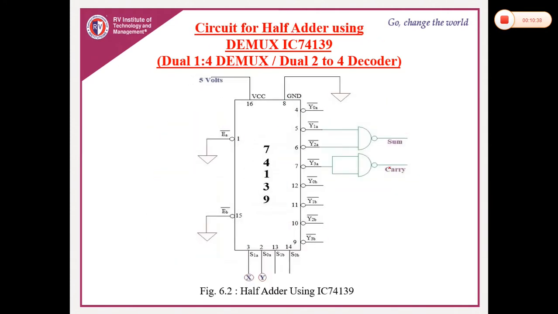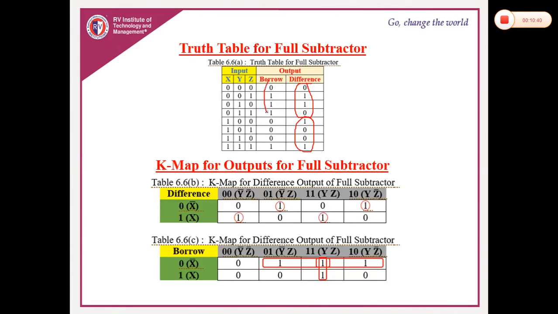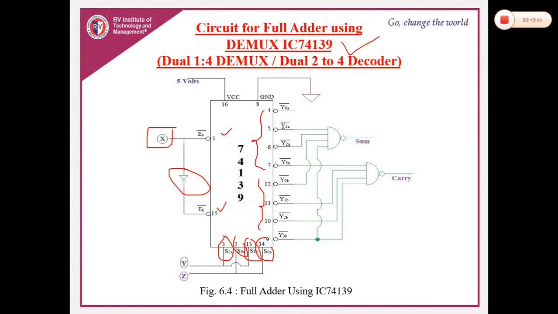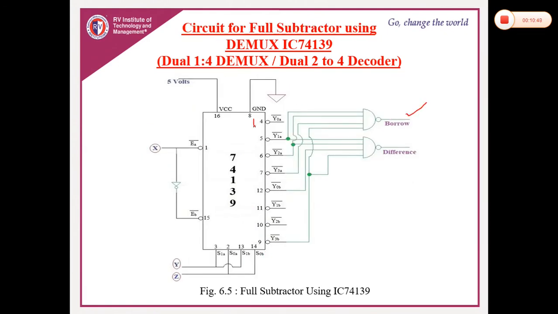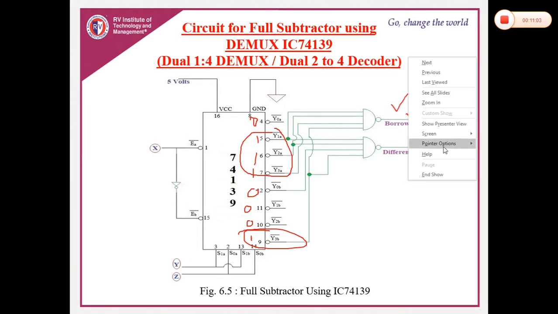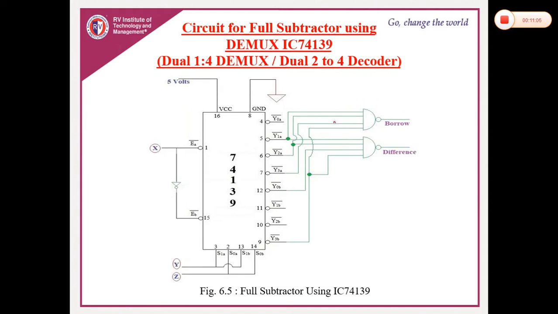Next point is how to get the borrow. So you just see the borrow truth table. It is 0, 1, 1, 1, 0, 0, 0, 1. So I am repeating: 0, 1, 1, 1, then 0, 0, 0, 1. Wherever 1 is there, you just connect that to a NAND gate. These 3 and that one. I am just connecting it to a NAND gate, and whatever you get is the borrow output. Is it okay? So that is how you will be getting the output side.